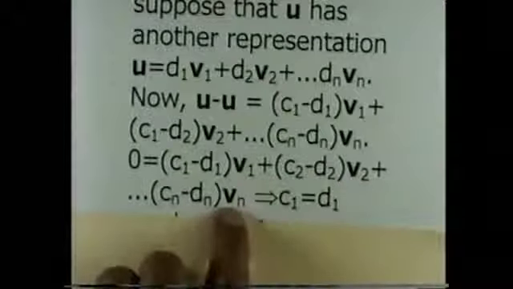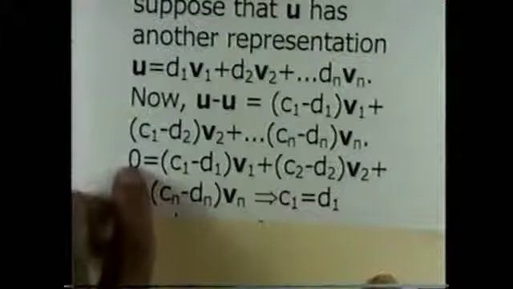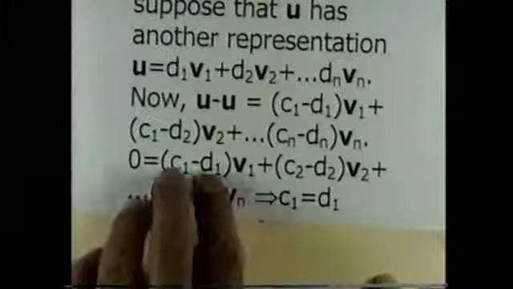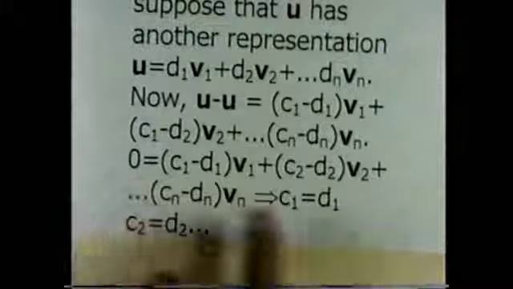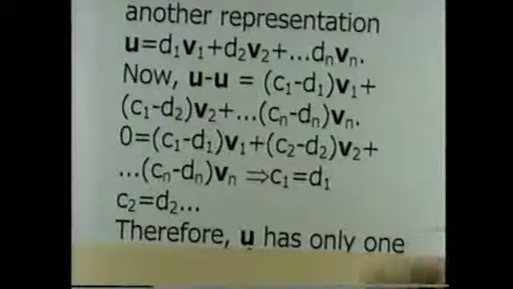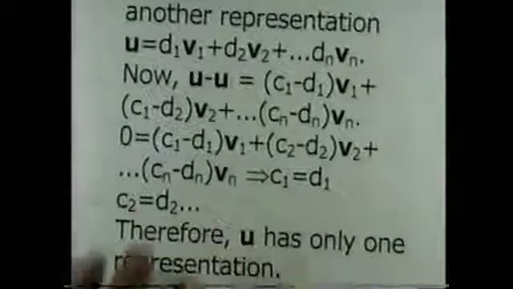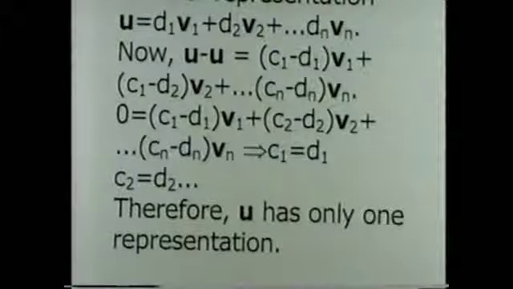Now, equating coefficients, this would be the zero vector, which is 0, 0, 0, out to n zeros. Then I would have 0 is equal to C1 minus D1. Well, C1 minus D1 is 0. That means that C1 is D1. I'd have C2 minus D2 equal to 0, which means C2 is D2 and so forth. Well, if all the C's are the same as the D's, then actually U has only one representation. So we have proved uniqueness.